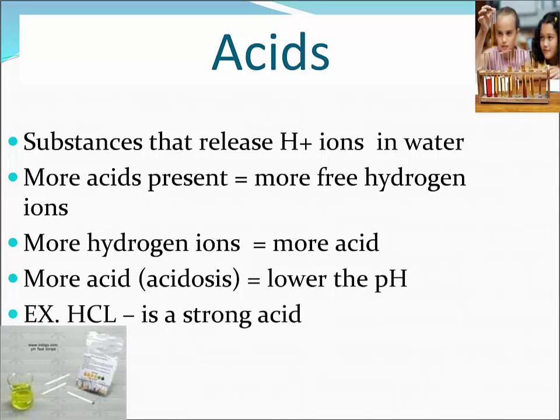An example of a strong acid is hydrochloric acid. This is considered a strong acid because it easily dissociates in water. An example of a weaker acid would be one that maybe does not dissociate very well, or that doesn't have a lot of hydrogen ions to release.